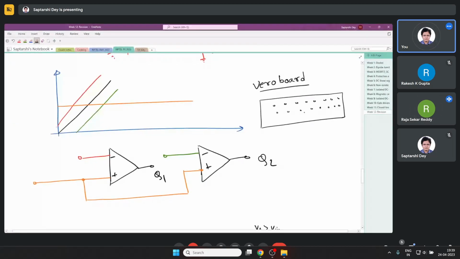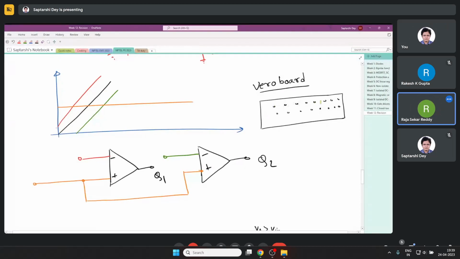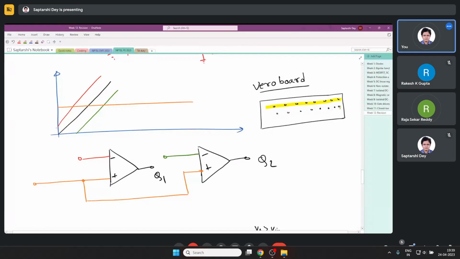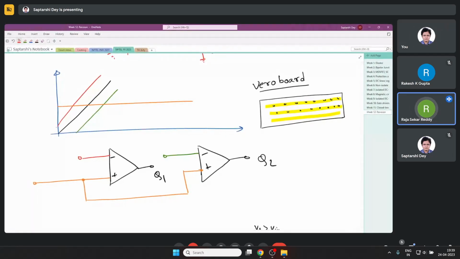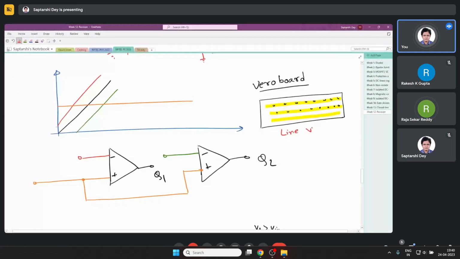If you look at it from the bottom, you will see these holes are connected through a copper strip. They are connected in one line, then another line. In this way, several lines are there, like a PCB. They come in several shapes and sizes. This kind of Vero we will call line Vero. There are dot Veros also.